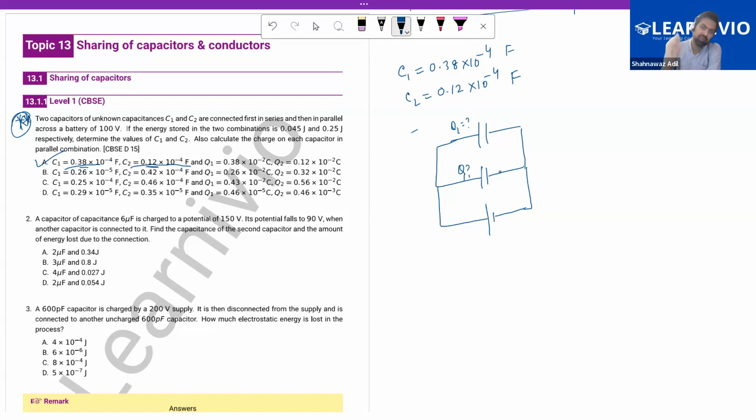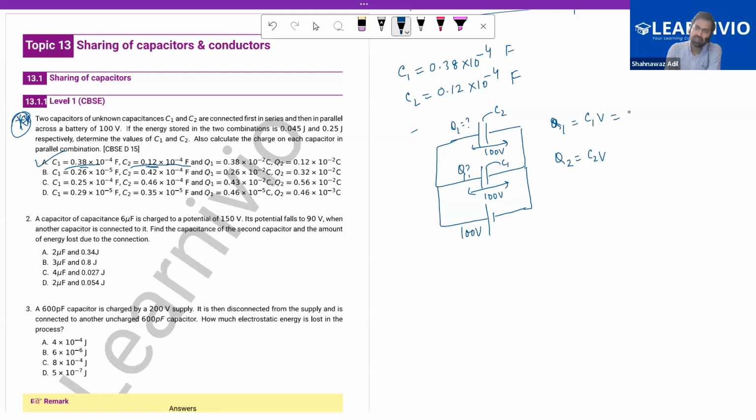What are the given informations that we have? This is 100, right? So this would also be 100 volt. This would also be 100, right? You have C2, you have C1. So you can calculate Q1 as C1 V. You can calculate Q2 as C2 V.